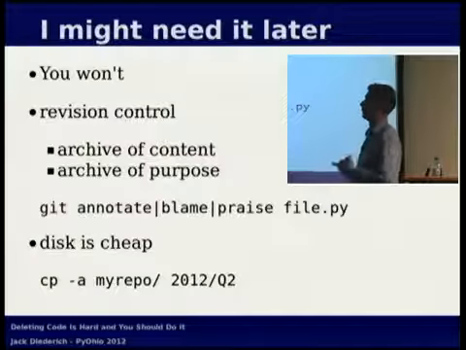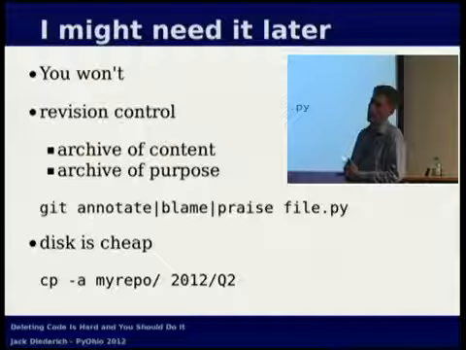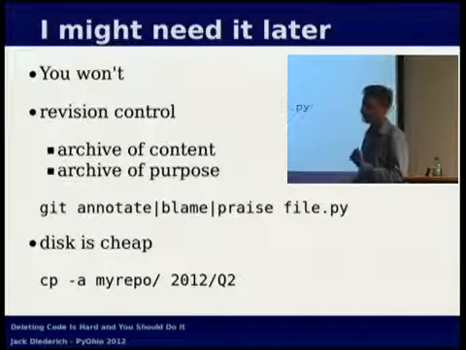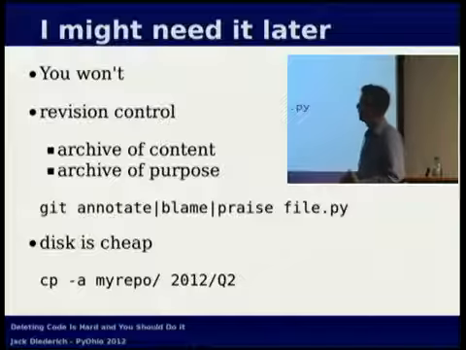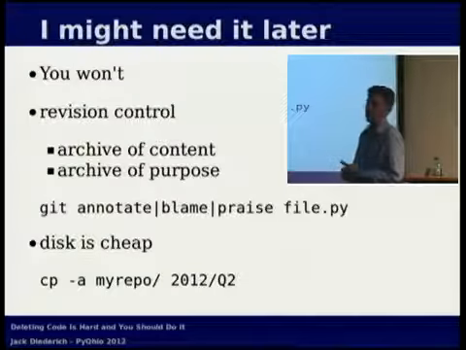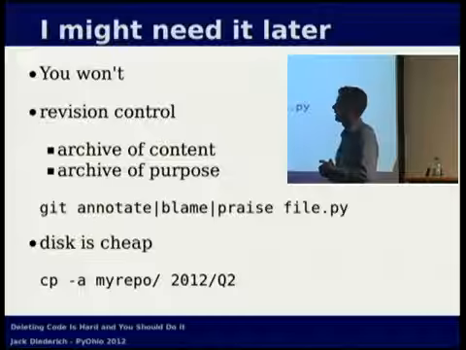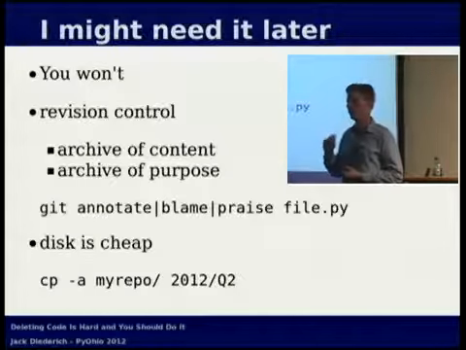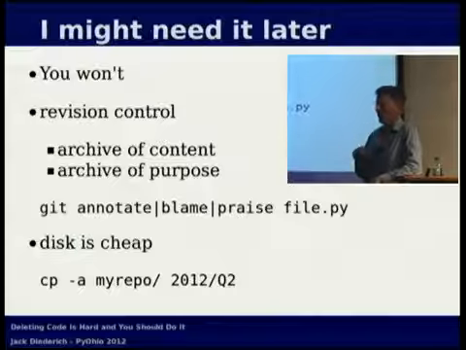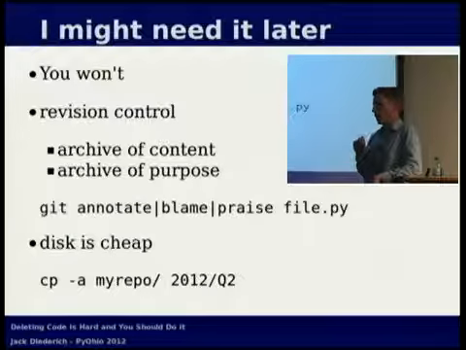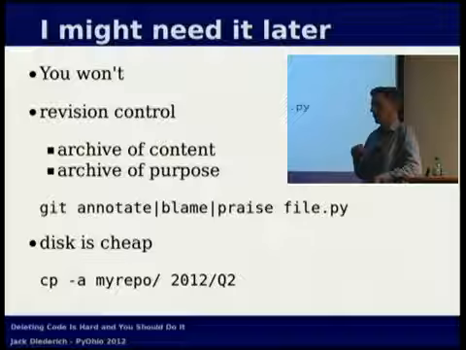So revision control is good for two things: archiving content, which you rarely need unless you're doing a bisect thing. The main thing that revision control is great for is archiving purposes. So anytime you look at a line, you're going to delete some code, you have to figure out why that code was there in the first place.